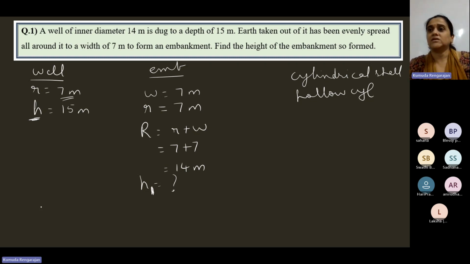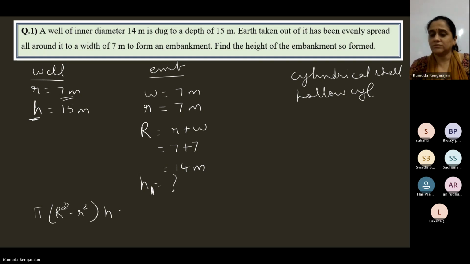Now, what did we say? The volume of the earth in the wall, volume of the earth in that embankment. What is that equal to? That formula is pi h into R square minus r square, or pi (R square minus r square) into h. This is the formula.